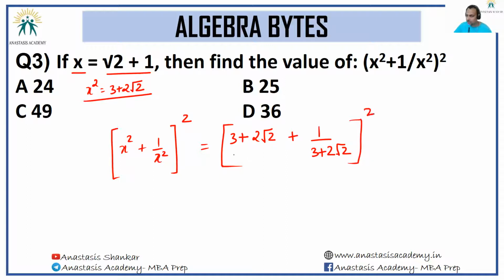whole thing whole square. Now when you're trying to whole square this, one cardinal rule of algebra that is not told to us: as long as you have irrational terms in the denominator, you cannot be squaring or doing anything with the entire expression. You have to make sure that this expression is rationalized. So we get 3 plus 2 root 2. The portion on the left remains the same. Here what we'll get is 1 by 3 plus 2 root 2 into 3 minus 2 root 2 by 3 minus 2 root 2.